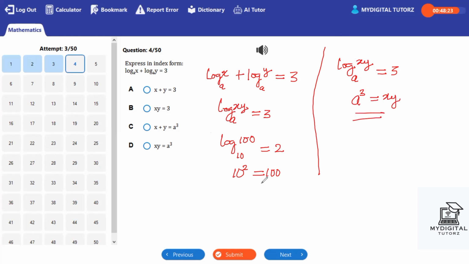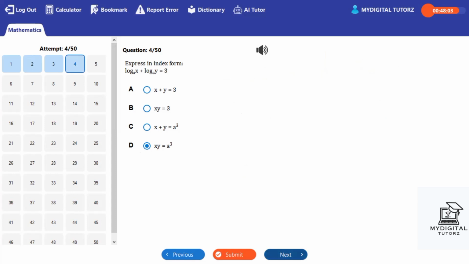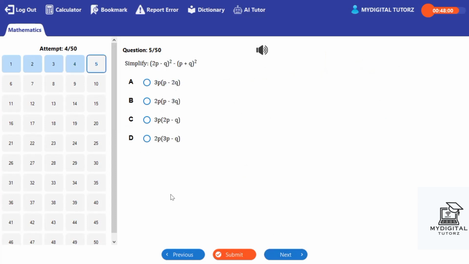I hope we are together. So from here, looking at our options, the correct option is option D. xy is equal to A raised to power 3. Is that clear? So moving on, that is our correct option, option D. Now, question 5. Question 5 says, simplify the following.